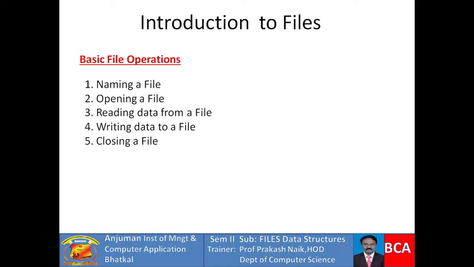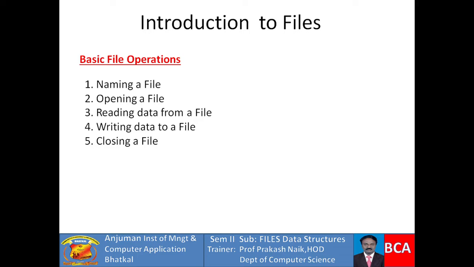Once the file is created, after some time, maybe tomorrow or the day after tomorrow, I need to open the file or retrieve the file. Retrieving the file is called opening a file. Once the file is opened, I want to access the data from the file, which is called reading data from a file. So the third operation is reading data from a file. The fourth operation is writing data to the file. This means I am inputting data to variables and performing calculations. These calculated results or the input variable values I need to store to a file. This is called writing data to the file.